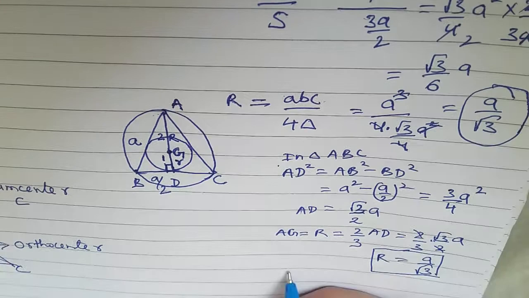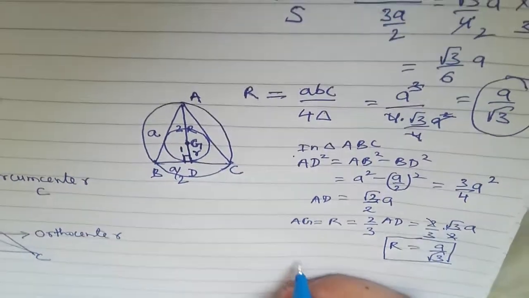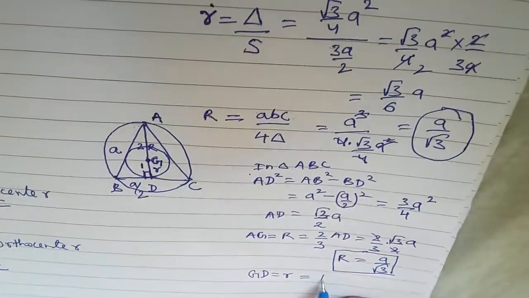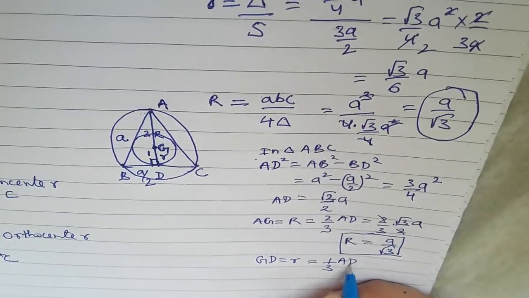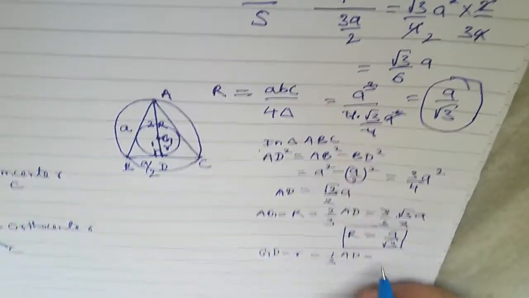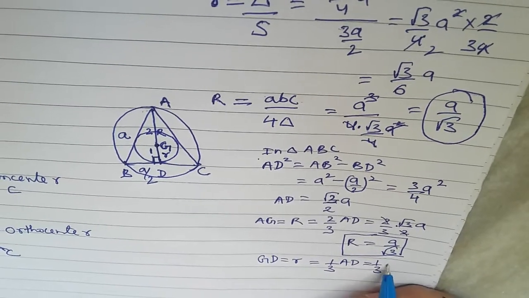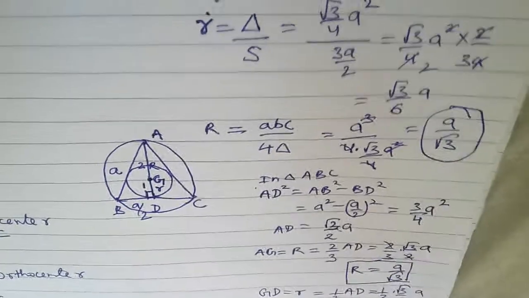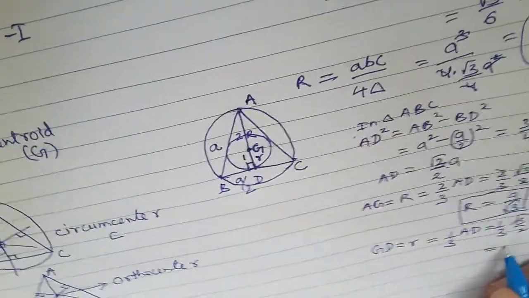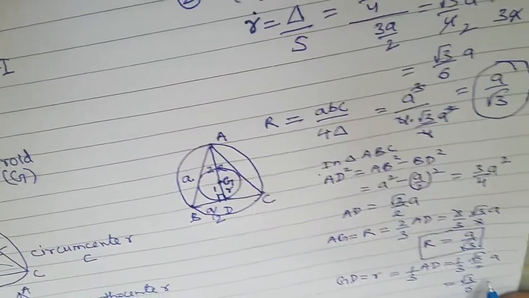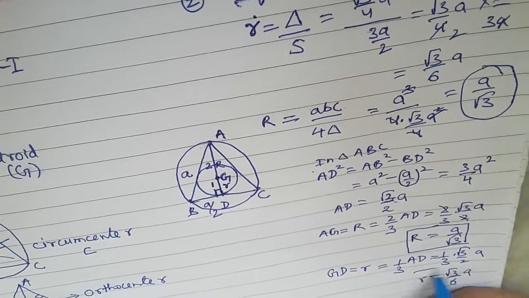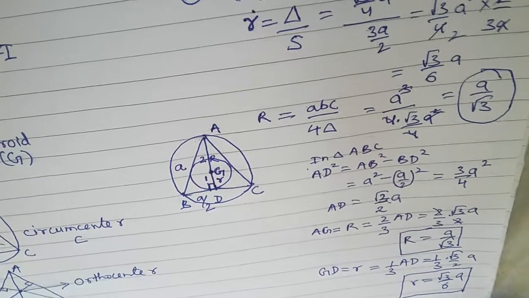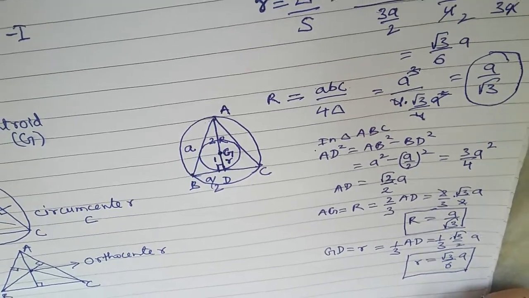Okay, now let us try to find this radius GD. This is the inradius and this is 1/3 of AD. AD here is root 3 upon 2 a. So this will be root 3 upon 6a. Okay, we can use these two formulas to solve our questions related to this topic.